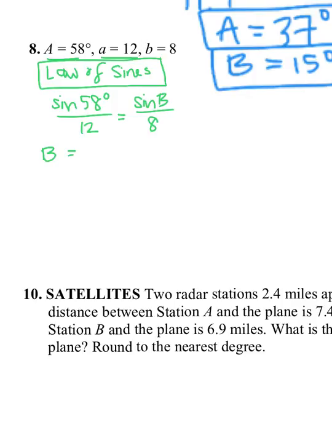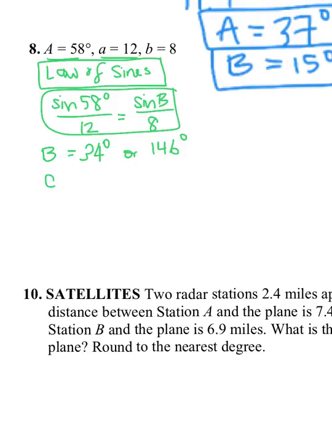All right, cross multiply, divide both sides by 12, inverse sine, and you should get angle B is 34 degrees. Or it could be the supplement of 146 degrees. So 180 minus the 34. So B can be either one of those to satisfy this equation.